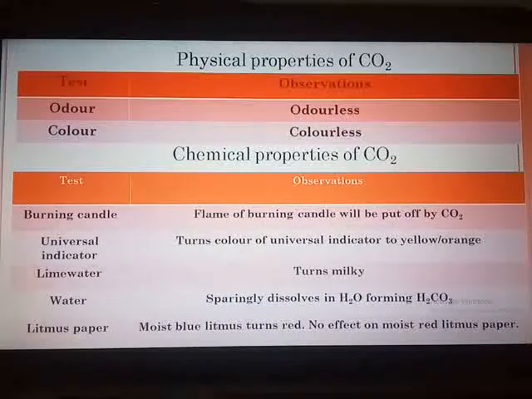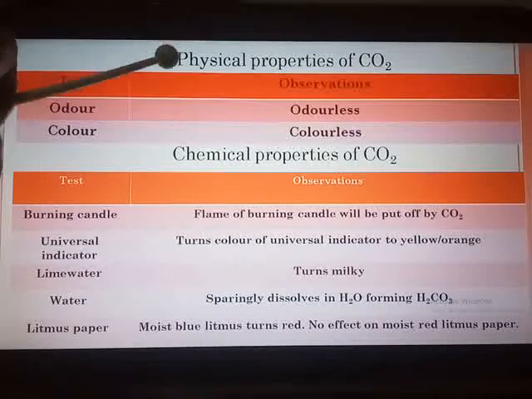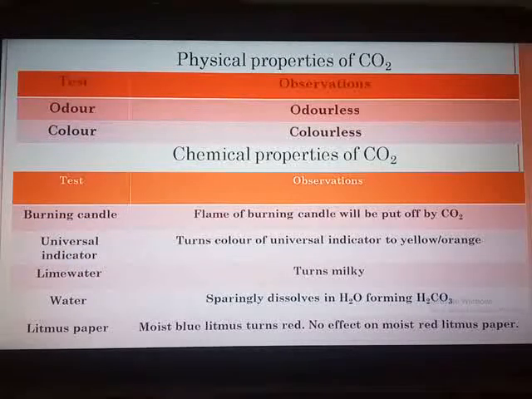Now let us move towards the next topic. You have to study about carbon dioxide in details. Today we will see what its molecular formula is, what is its molecular mass, where does it occur, and then we will study its physical and chemical properties.